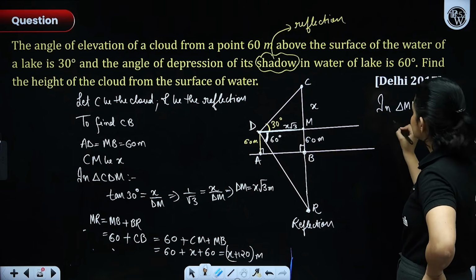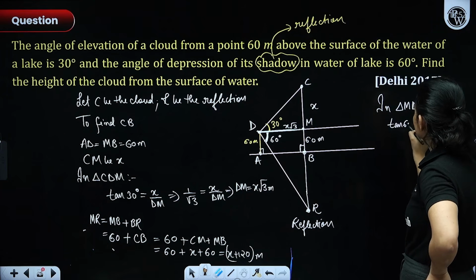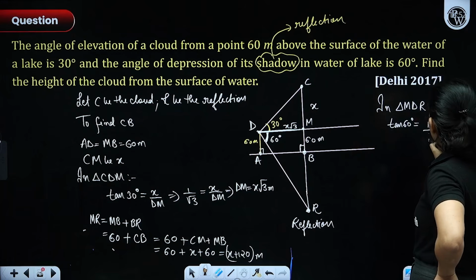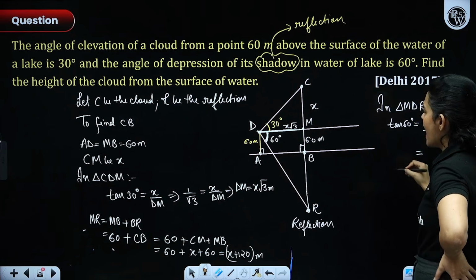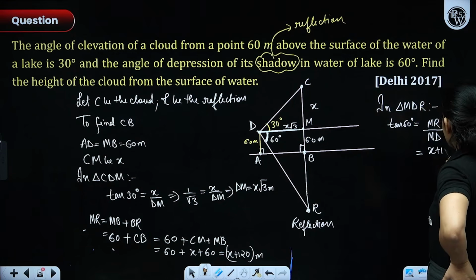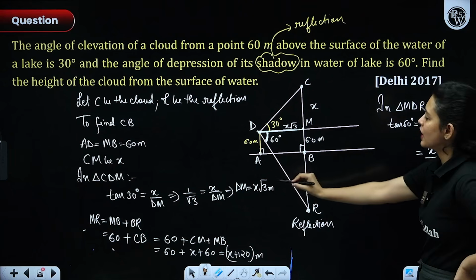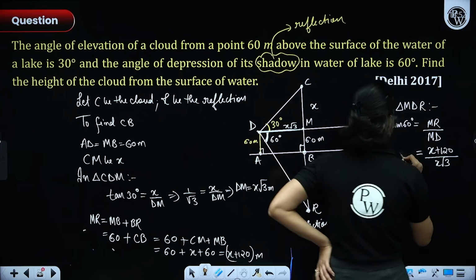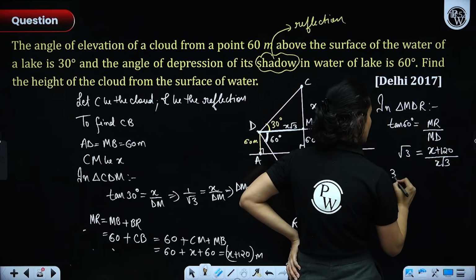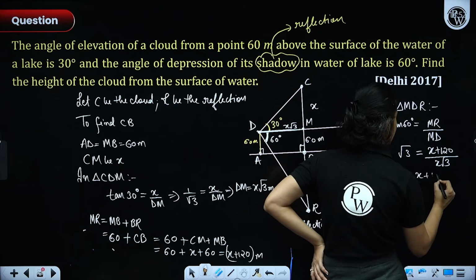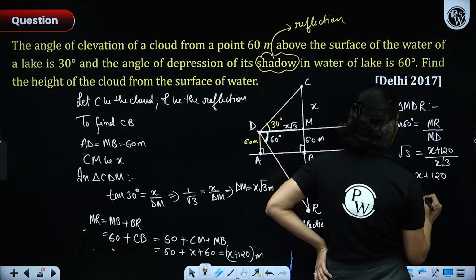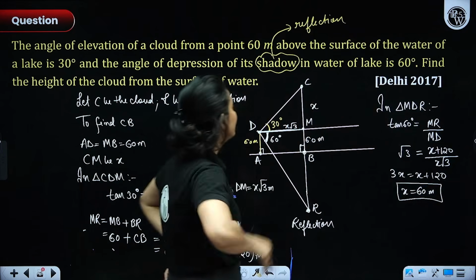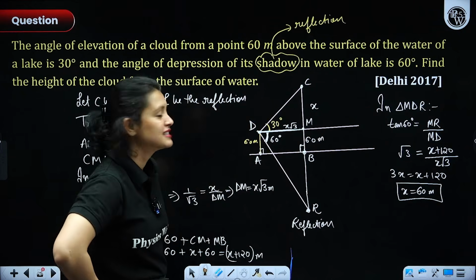So, I will use tan 60 degrees, which will be equal to opposite over adjacent. So, that would be equal to MR over MD. So, MR is equal to X plus 120. MD we have figured out as X root 3. Okay, and this is equal to root 3, everyone. So, from here you can say that 3x is equal to X plus 120. So, from here you can say that X is equal to 60 meters. So, we figured out the value of X as 60 meters.